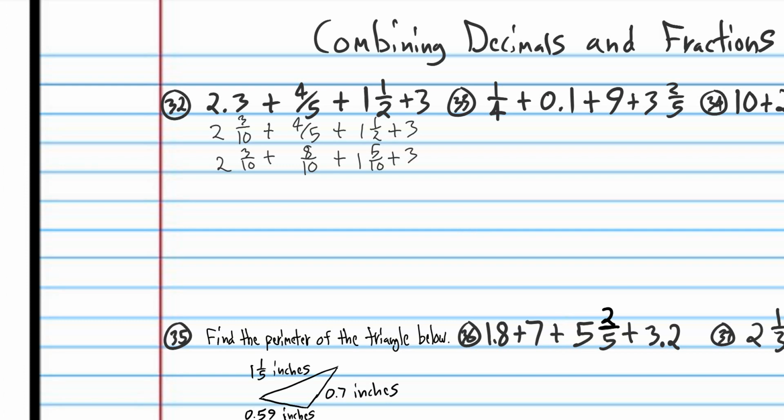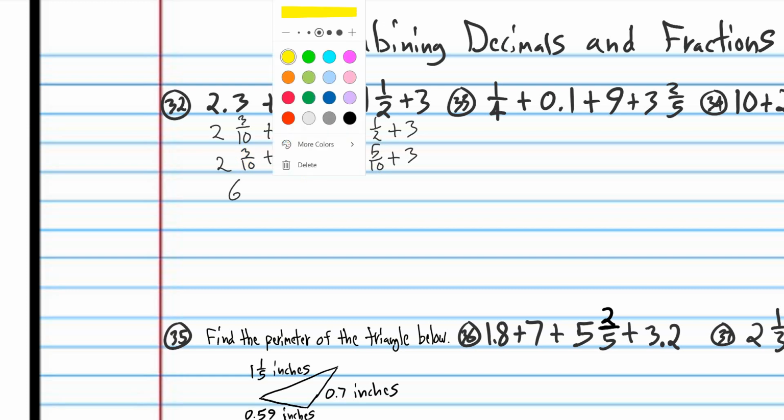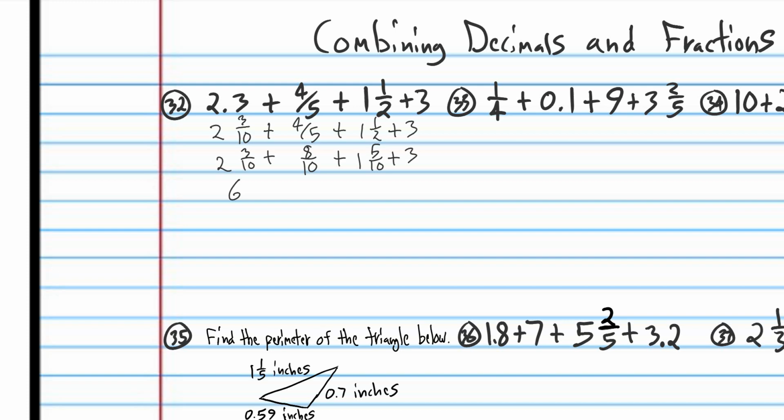Well, first we add the whole numbers, the 2 and the 3. So 2 and 2, oh, excuse me. There's 2, there's 3, and there's also 1. I almost missed that 1. So 2 plus 1 is 3, plus 3 is 6. So we write the 6, and then we just have to add the fractions. 3/10 plus 8/10 plus 5/10. So let's see, what do we get there? 3 plus 8 is 11, plus 5 is 16. So we get 16/10.